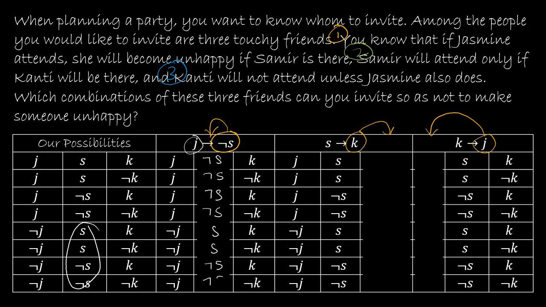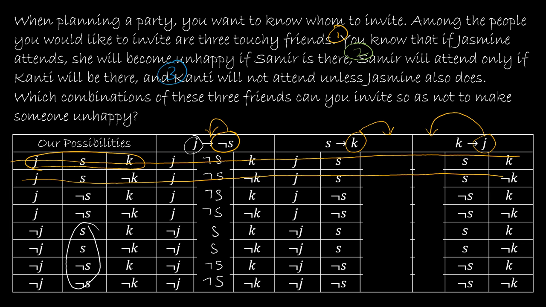Now, from here, I really can start to take things off of my possibilities. I need for everything in this row to be J, S, K, and already I don't have that here because I have J, not S, K. So I'm going to cross that off. And I'm going to cross this one off as well for the exact same reason. And J, not S, K, that one works out okay. J, not S, not K, that one works out okay. Not J, S, K is okay. That sixth row is okay. The seventh row is okay. The eighth row is okay.